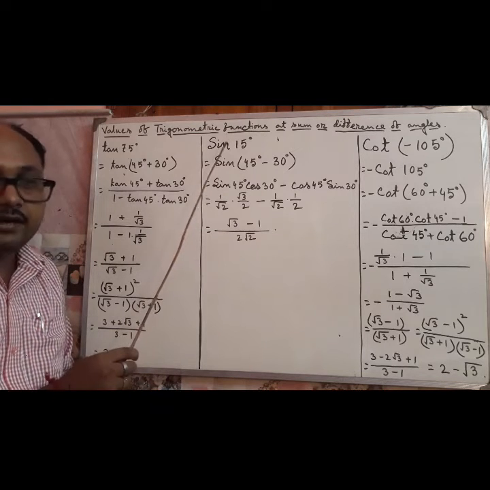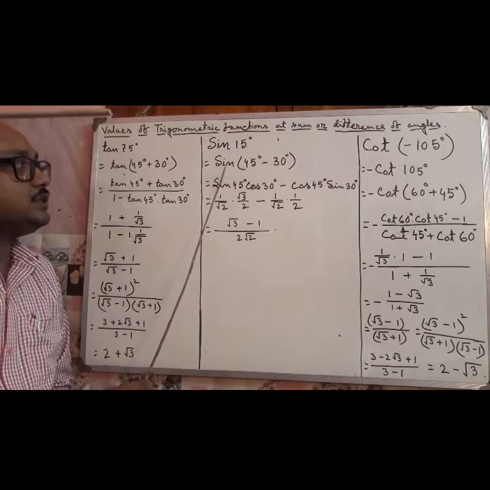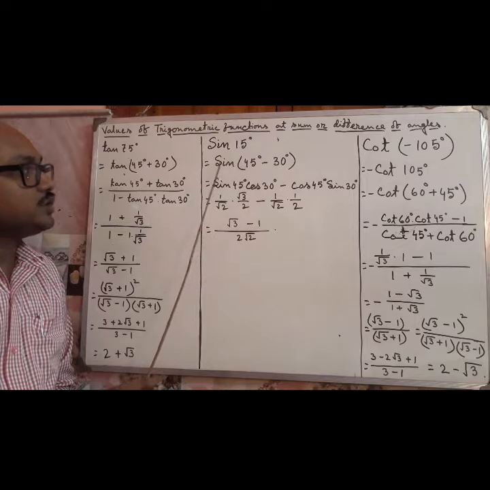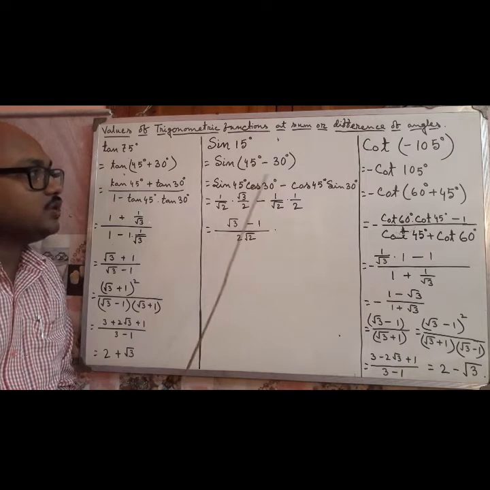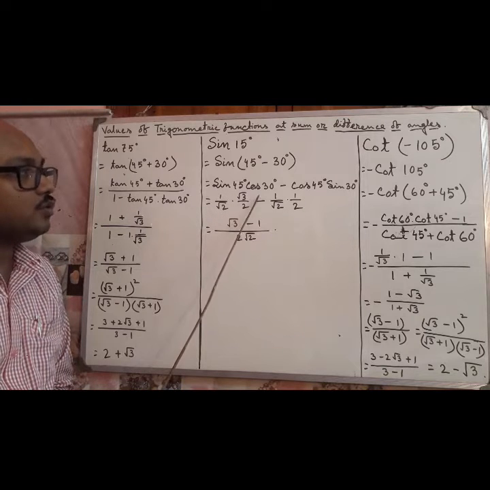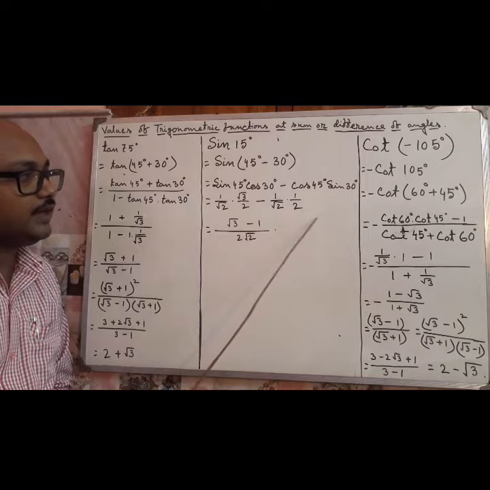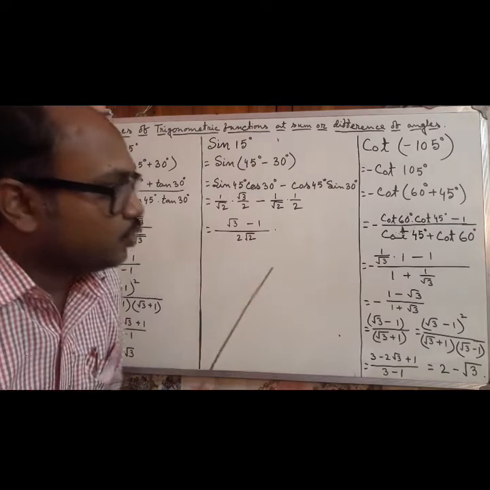Similarly, sine 15 degree. What is sine 15 degree? 15 can be written as 45 minus 30. So sine A minus B, what is the formula? Sine A cos B minus cos A sine B. Sine 45 is 1 by root 2, cos 30 is root 3 by 2, cos 45 is 1 by root 2 and sine 30 is half. Then we will get root 3 minus 1 by 2 root 2.